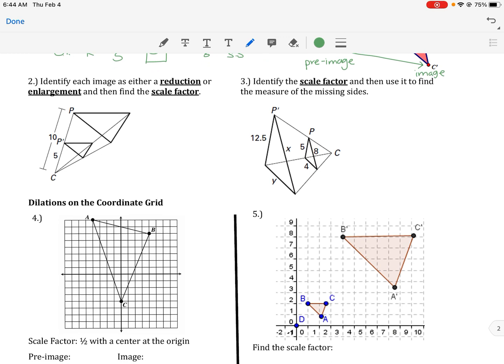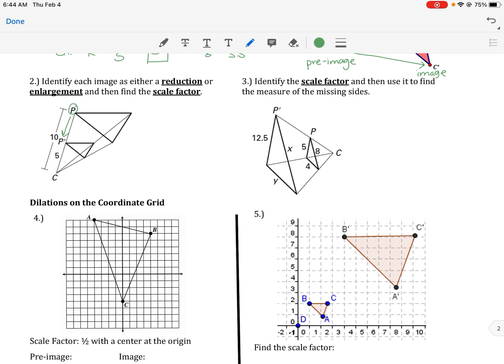Okay, the next one: identify each image either as a reduction or enlargement, then find the scale factor. So, once again, remember you start at P, we're going to P prime. The fact that we started with the bigger triangle and we went to the smaller one means we have a reduction. As we try to find our scale factor here, they only give us one option, right? We only have one side length that we can compare. But remember, you got to start with the new one, which the new side length here they're saying is 5.